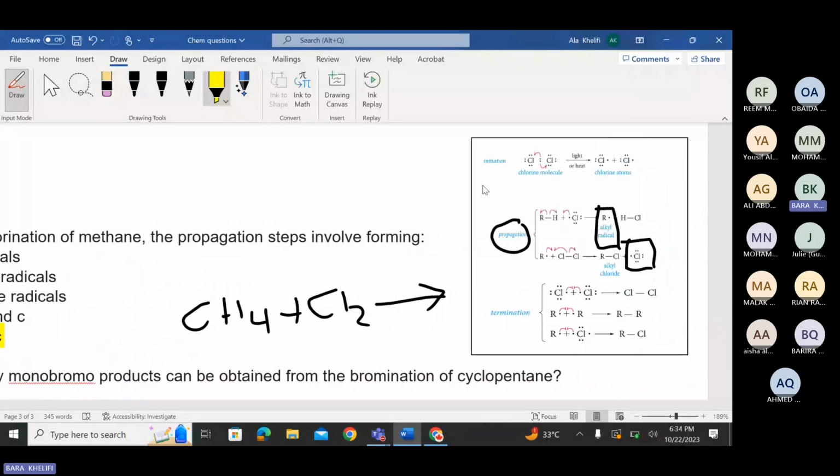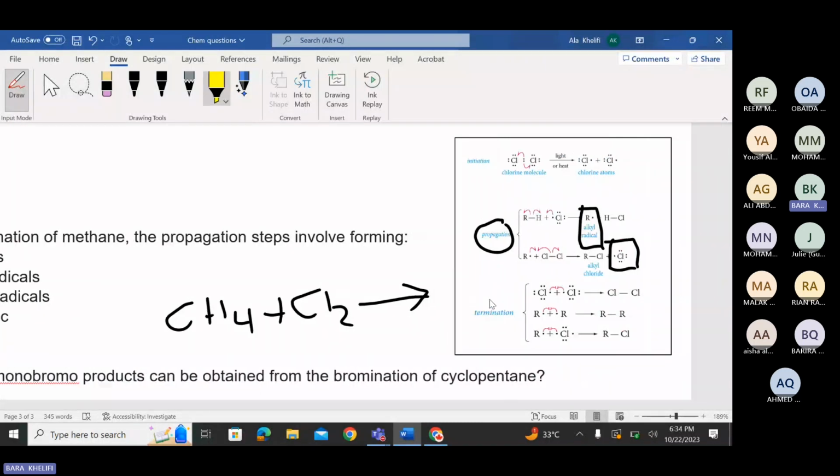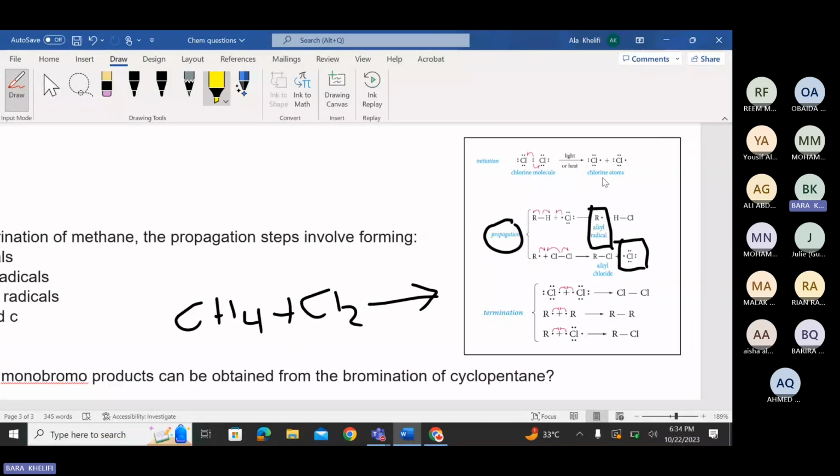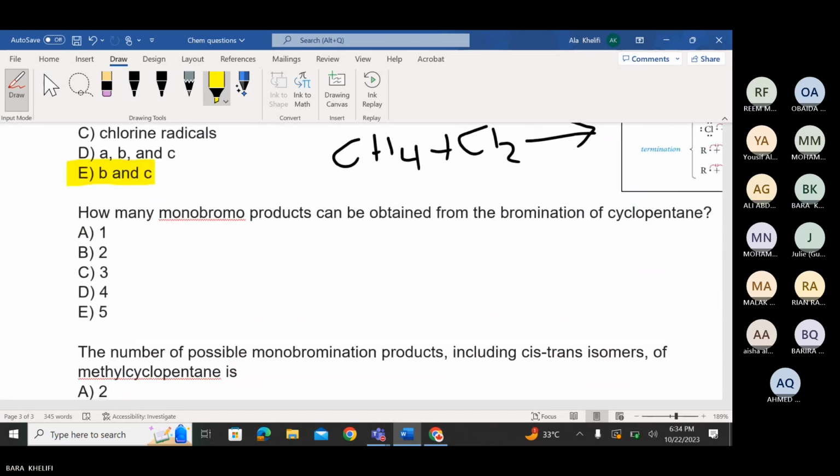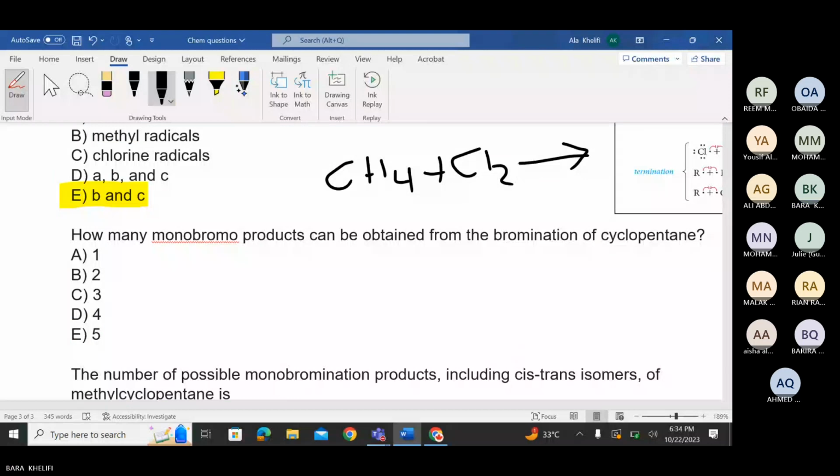So just take a look at it before you enter the midterm, because they might ask, maybe even here, like in initiation, what occurs. You have a product that has two halogen radicals. For example, termination, what happens? Most of the radicals are terminated. Hence, that's why we call it the termination step. Understood, guys? Yes. Good. All right.